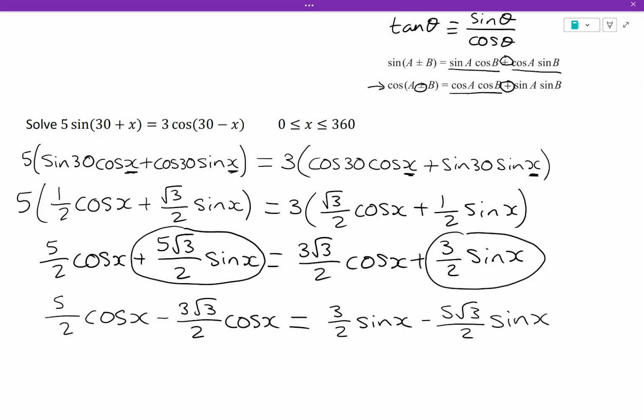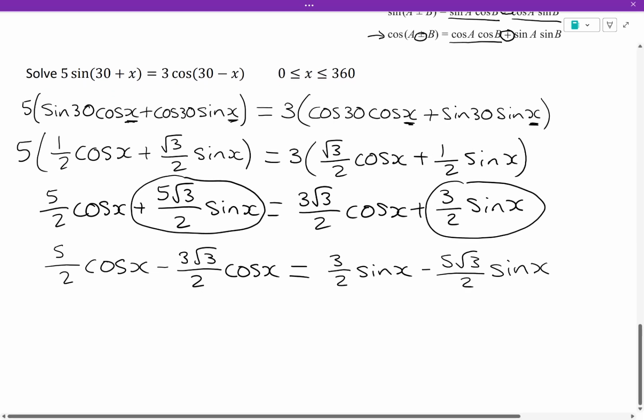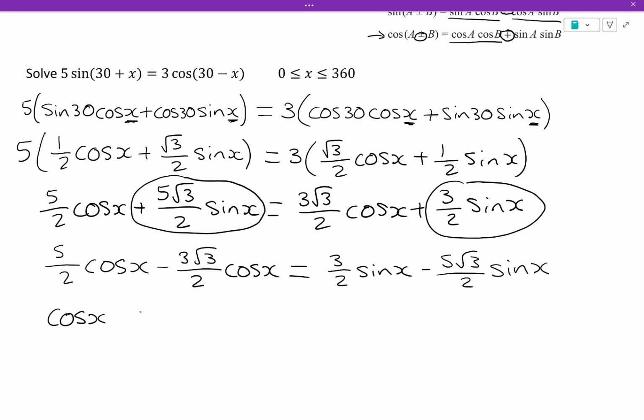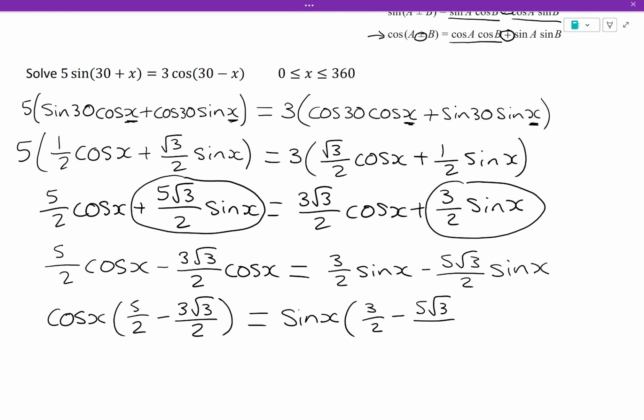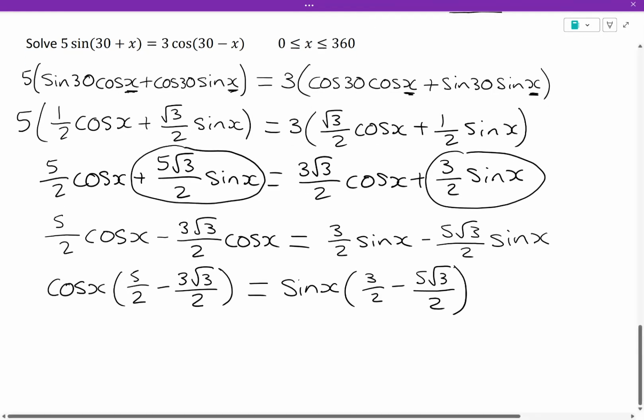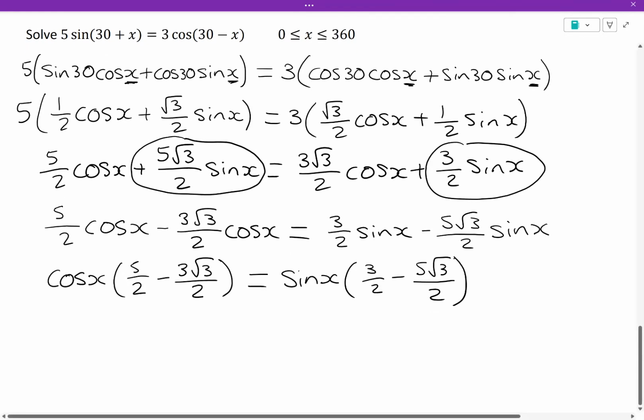So on each side, we now only have one trig function. They still appear twice, but on each side, the trig function is a common factor, so I'm going to factorize it out. On the left-hand side, I'm going to write cos x, and then in brackets, I would have 5 over 2, take away 3 root 3 over 2, like that. And on the right-hand side, sine x is my common factor. Then in brackets, 3 over 2, subtract 5 root 3 over 2, like that. We've now isolated our trig functions.